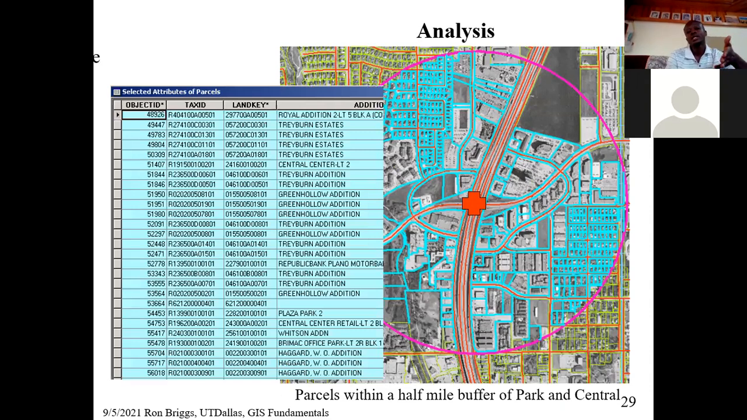All right. So this is the data table that relates to the analysis. So this is how beautiful GIS can be. All right, so we can actually think with it, not get too emotional.